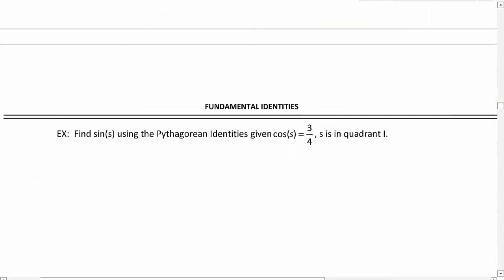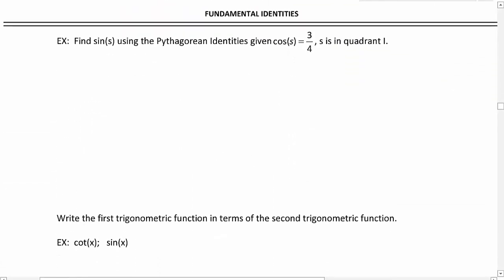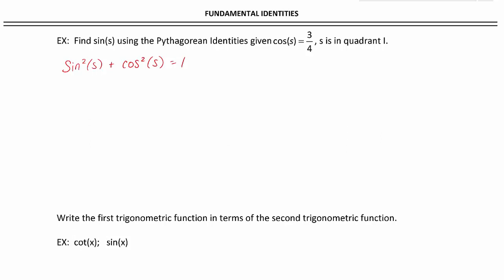All right, so now let's use these identities to do something. Let's find sine of s using the Pythagorean identity given cosine of s is equal to 3/4, and our angle s is in quadrant 1. Okay, well, our Pythagorean identity says sine squared s plus cosine squared s is equal to 1. So let's plug in what we know.